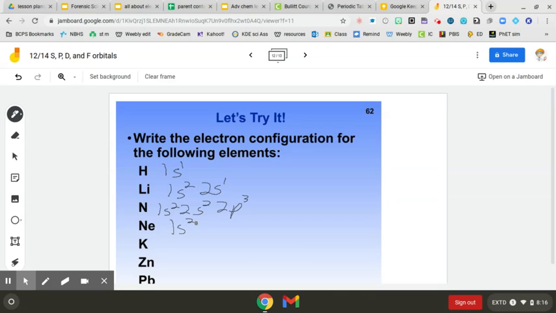1s2, 2s2, 2p6. That's 6, 7, 8, 9, 10. Yeah, put them all in. Go ahead and try the rest of these and then hit pause, and I will come back, or when you're done, come back and compare them with mine.